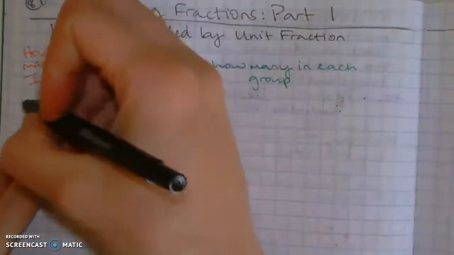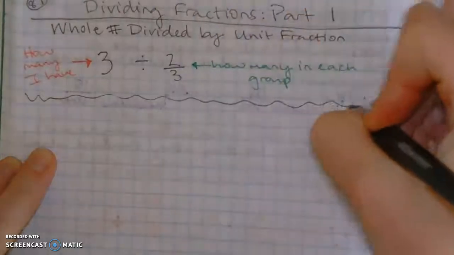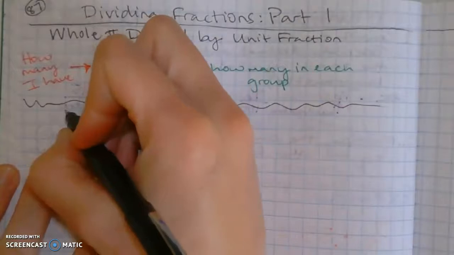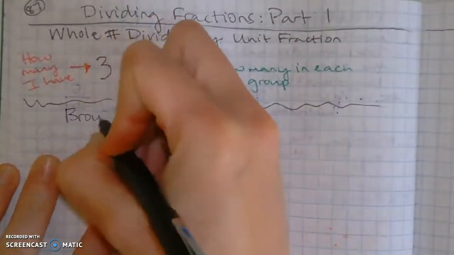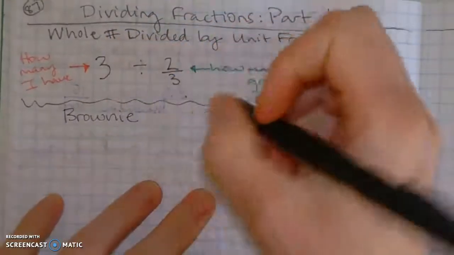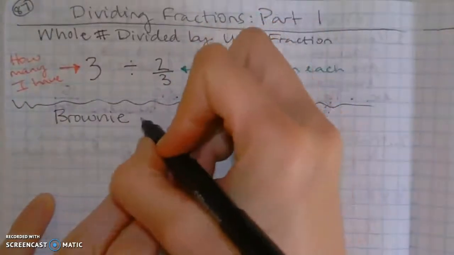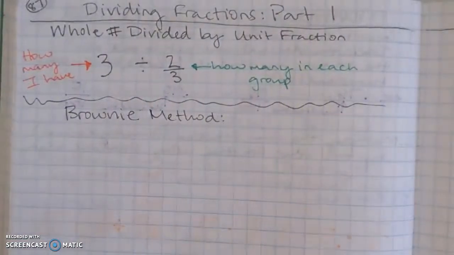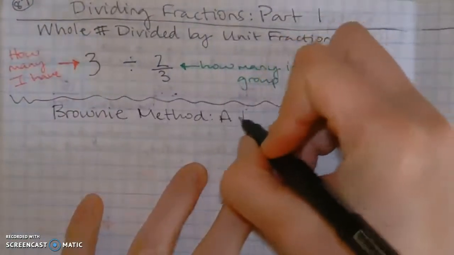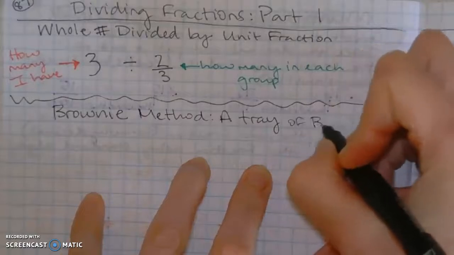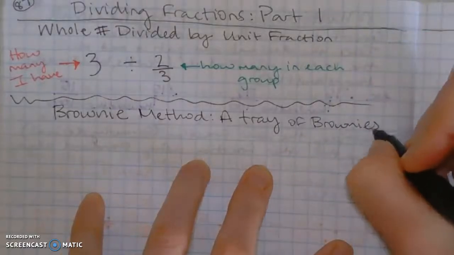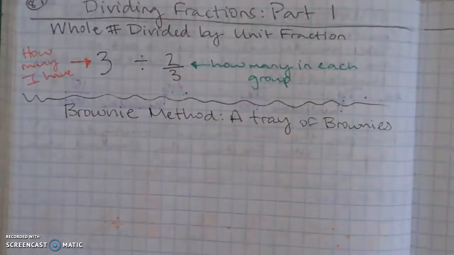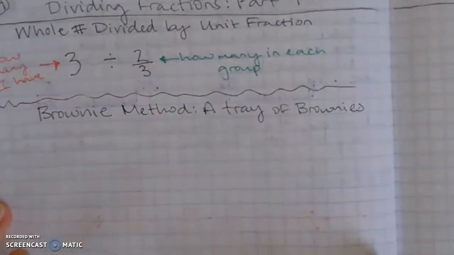Okay, so with that, I'm going to be talking about a method that we use, 1 out of 3, that we're going to show you, and it's called the Brownie method. We're going to use it for this one and also dividing fractions by whole numbers. So when we think of a Brownie method, we imagine a tray of brownies. Now, if you're like, oh, I don't like brownies, you could do lasagna, you could do a sheet cake, you could do whatever comes in a rectangle that makes sense for you, okay?